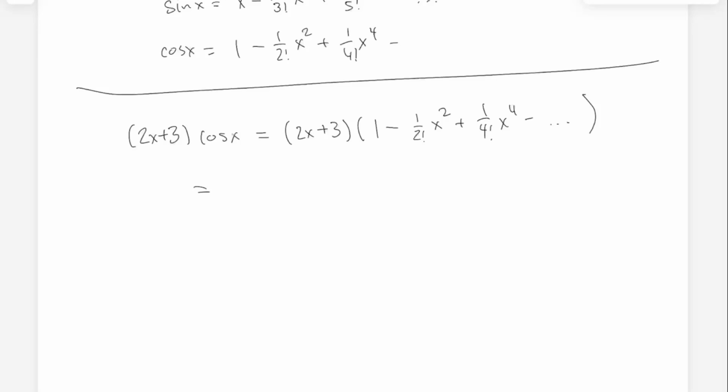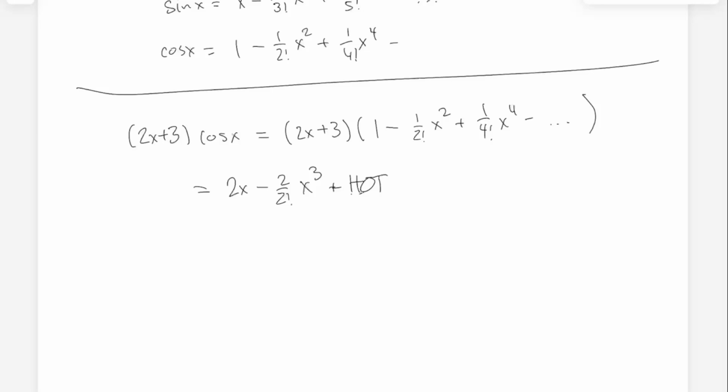So multiplying 2x gives me 2x minus 2 over 2 factorial x cubed. And then the next one is already going to be at x to the 5, so I don't really need to consider any more than that. Plus, I'll just say dot, dot, dot. Sometimes when people are doing this, they say plus HOT, which stands for higher order terms, meaning there is more stuff there, but I don't actually care what it is because it's not going to be part of my answer.